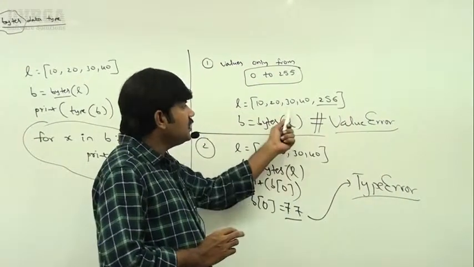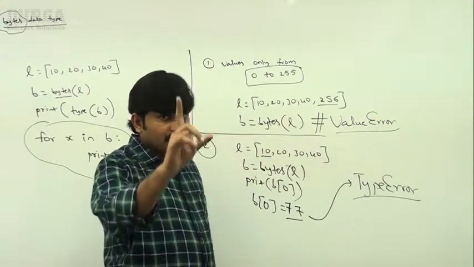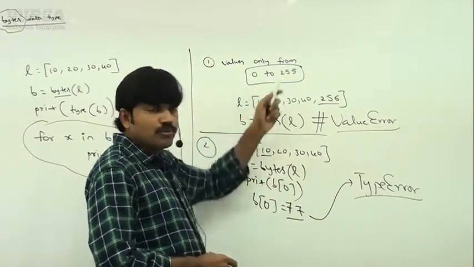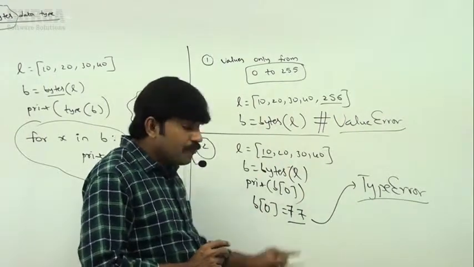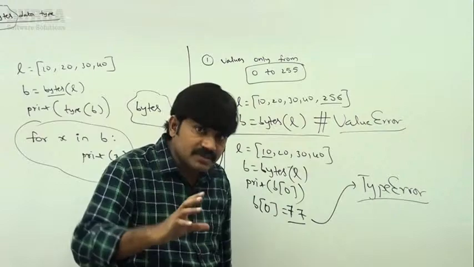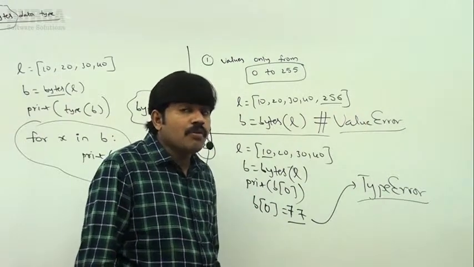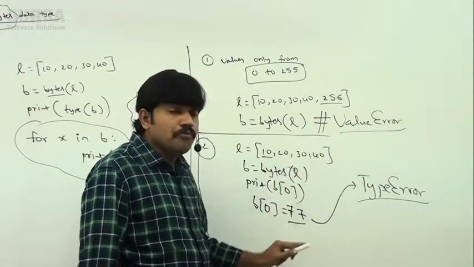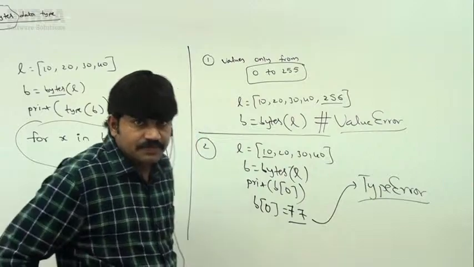So these are the two important conclusions you should be aware of about the bytes type. The valid range is 0 to 255 only for allowed elements in bytes. Next, the indexing concept and slicing concept are applicable, but mutability you can't change. It is immutable by default. Any doubt? Clear, right? Up to this it's very clear about the bytes data type.